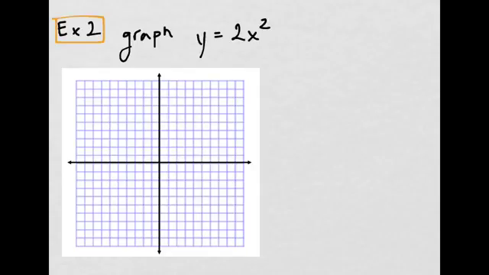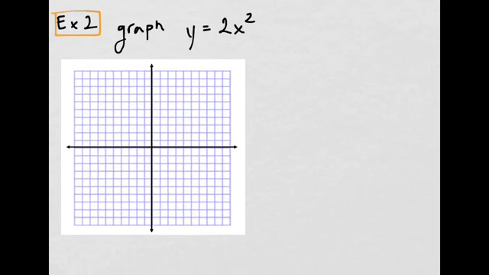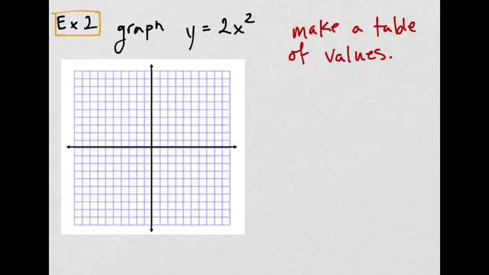So in this problem, it says to graph y equals 2x squared. So how do we do this? We make a table of values. We've done this before. It's really easy. Remember, when a gets bigger and bigger, the parabola gets skinnier and skinnier. So this should be fairly skinny, something like that.